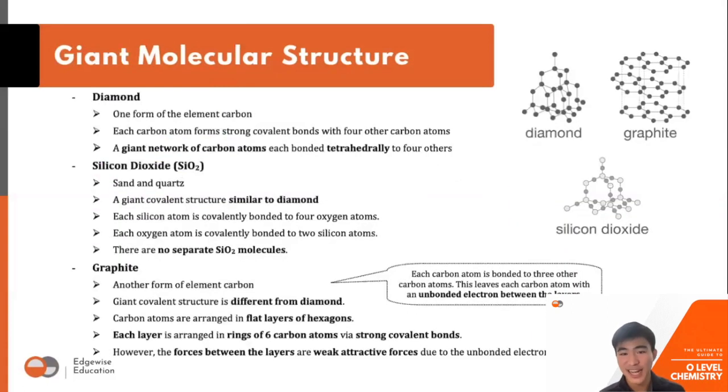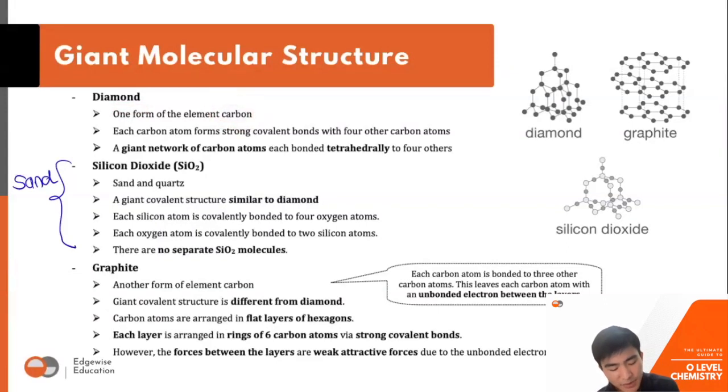Moving on. I'm trying to speed up a little bit. Now, giant molecular structure. I'm going to touch on diamond and graphite. Silicon dioxide, you go and read yourself. Silicon dioxide is sand. You know, go Sentosa, the beach, the sand, right? Now, diamond is made from carbon.